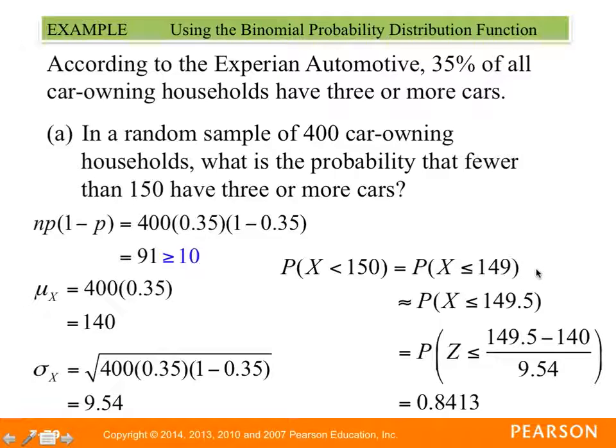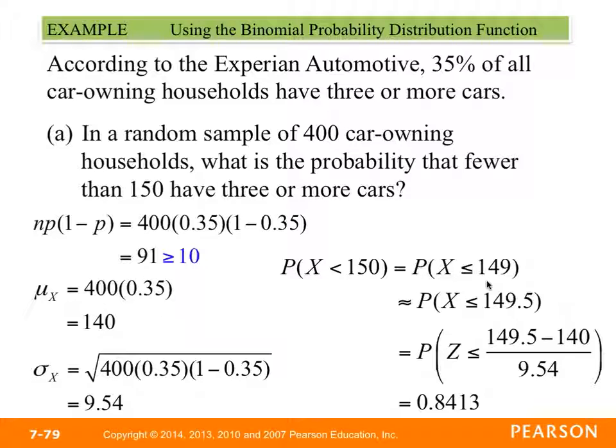When you're setting these up, you always need to have less than or equal to, or greater than or equal to. So you need to first rewrite your question so that it has an equals-to portion as part of the inequality. So the probability that x is less than 150 is equivalent to saying the probability that x is less than or equal to 149, because, for example, we can't have 149 and a half cars.